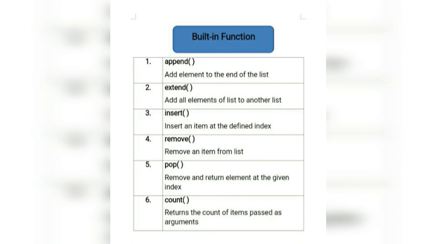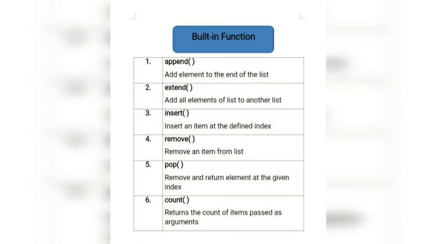Now we will turn towards the built-in functions which come under the list. The first one is append, which adds the element to the end of the list. Then extend, which adds all elements of a list to another list. That means it combines the two lists. Third one is insert, which inserts an element at a defined index. Remove removes an element from the list.